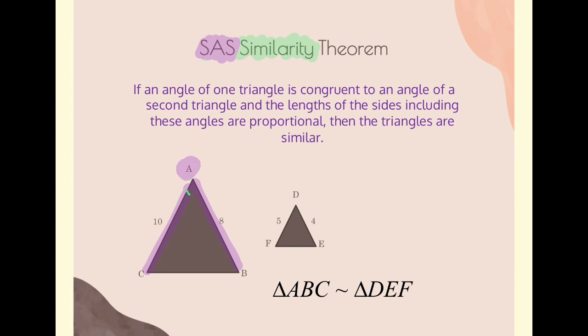So you'd have to know that angle A and angle D are congruent, and then 10 over 5 would have to equal 8 over 4. And since they would both reduce to 2 over 1, I would know these triangles are similar, and my reason is side angle side similarity.